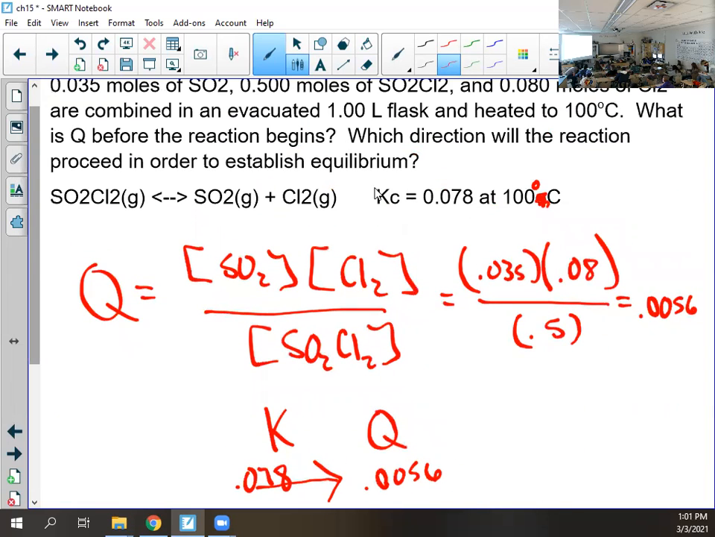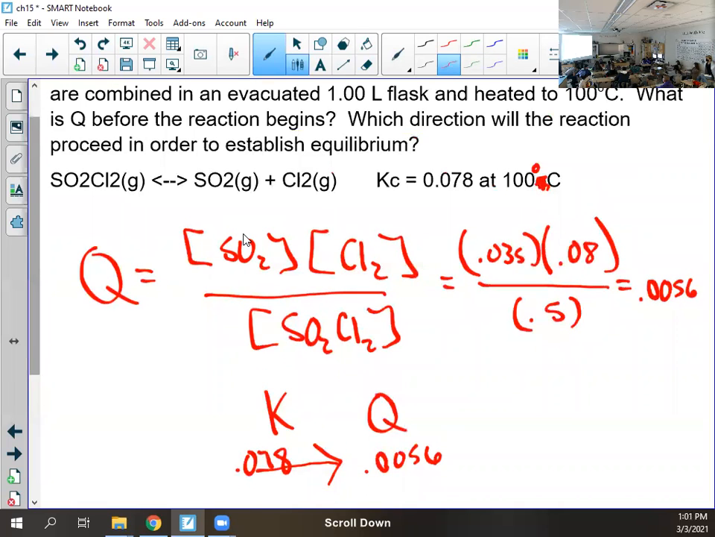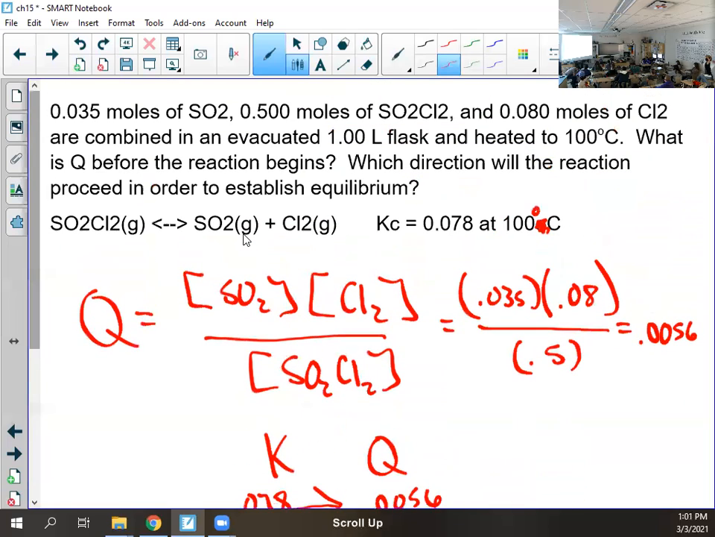So which direction will it proceed? It will proceed towards the products, or you can say it makes more products or reactants go down. All three of those are the same kind of idea. How can you test how many moles there are? By its mass, how much mass it is, and knowing its molar mass.